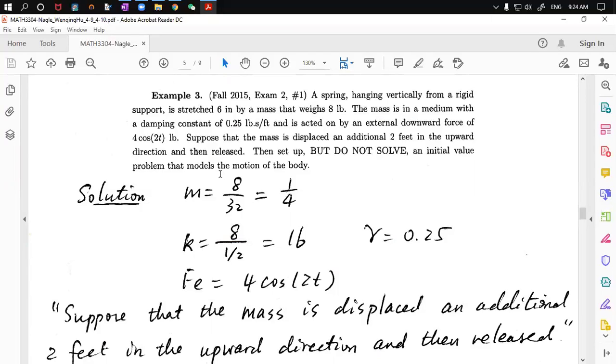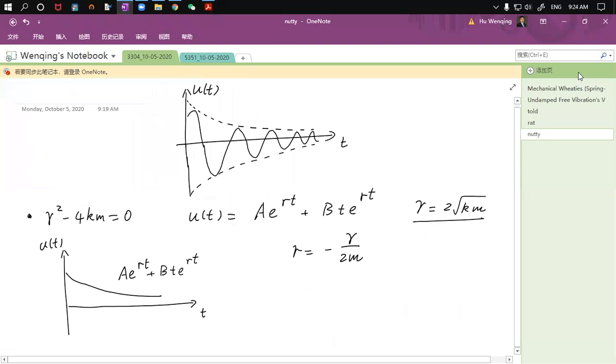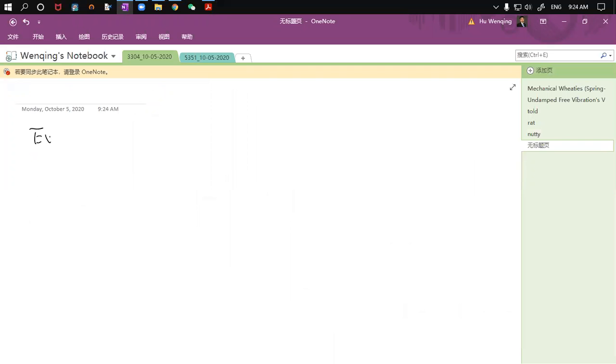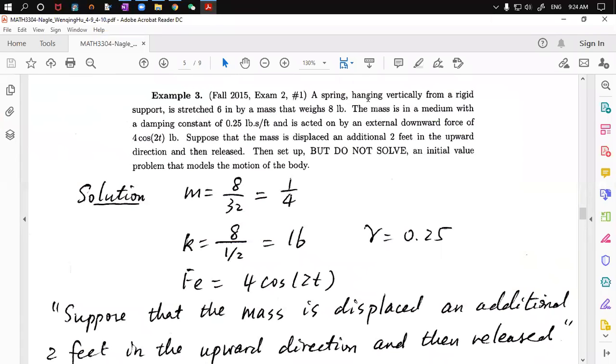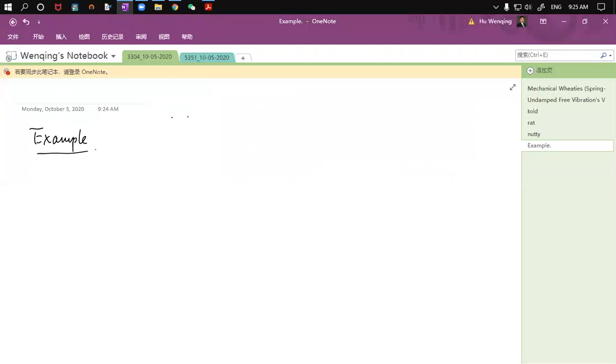Okay, so in order to solve such problems, when you are on an exam, it is sometimes a good idea to draw a picture. This is what I always recommend to people for these practical type problems, right? So what does it say? You have a spring hanging vertically from a rigid support. It is stretched 6 inches by the mass that weighs 8 pounds. So that means you have an original, let's say you have an original.